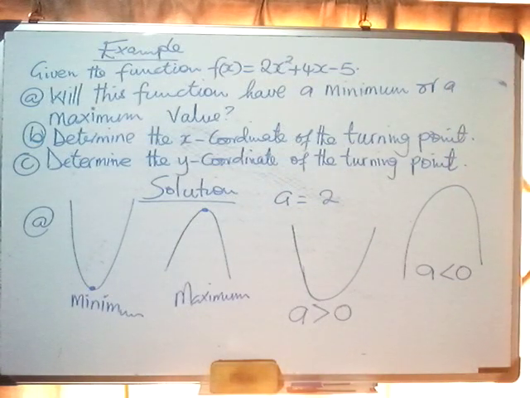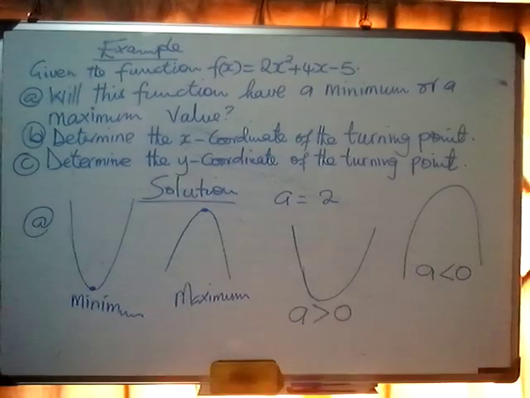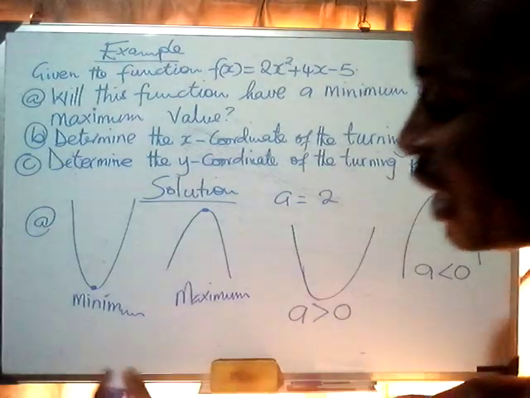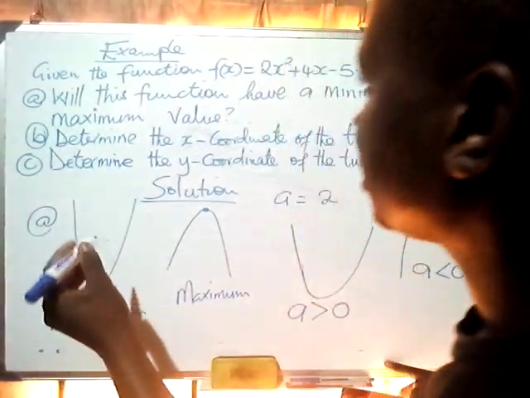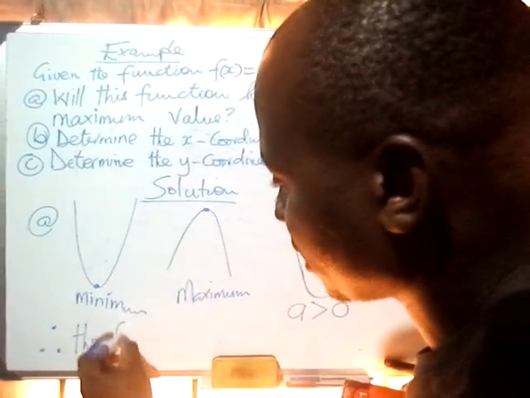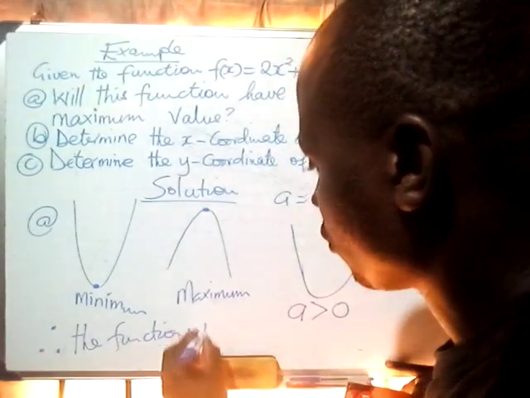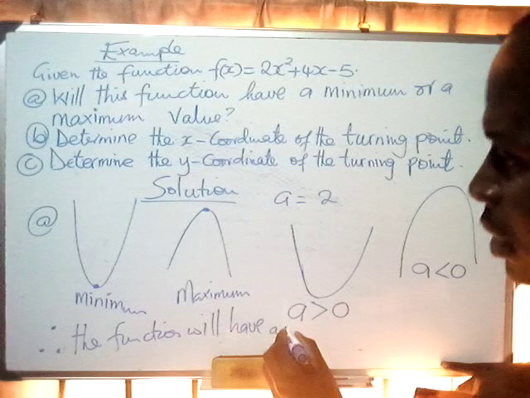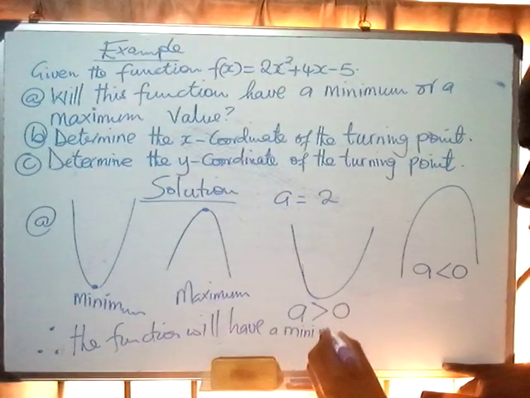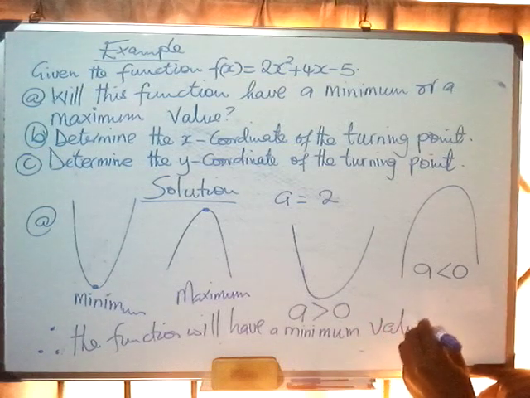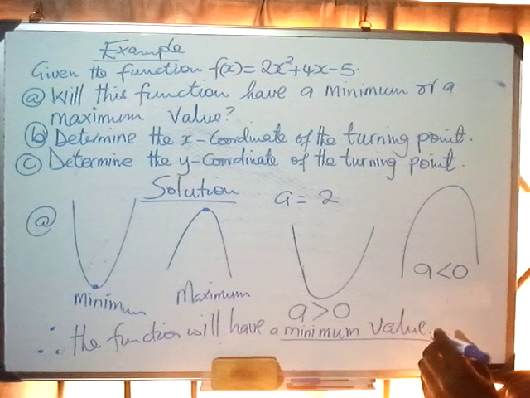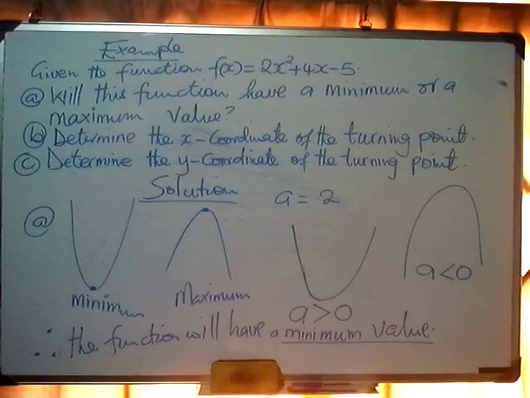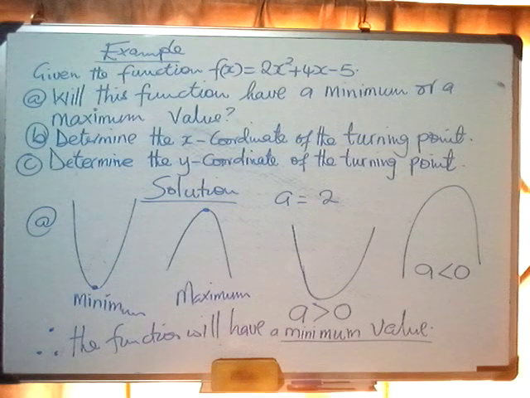Let us go to question number B. So for question number A, the function will have a minimum value. This is what we have. So let us now go to question number B.